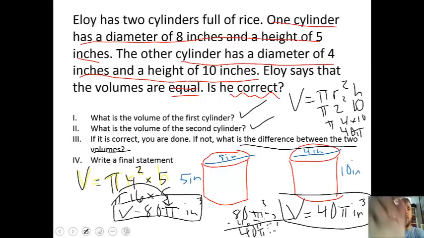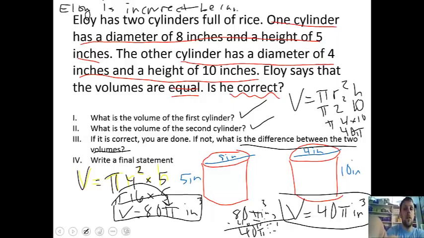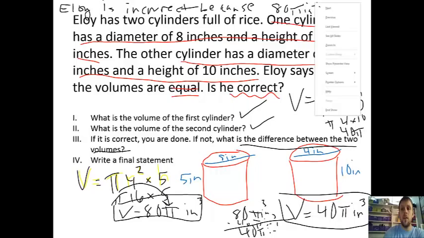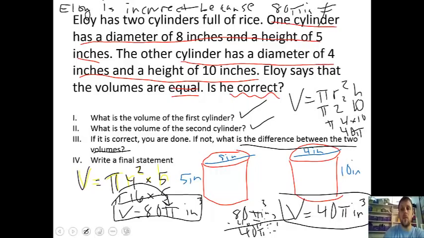So if I was writing a statement, I would say Eloy is incorrect because 80 pi inches cubed is not equal to 40 pi inches cubed. Okay? And that would be my final statement.